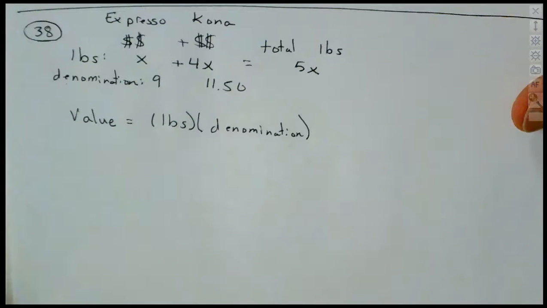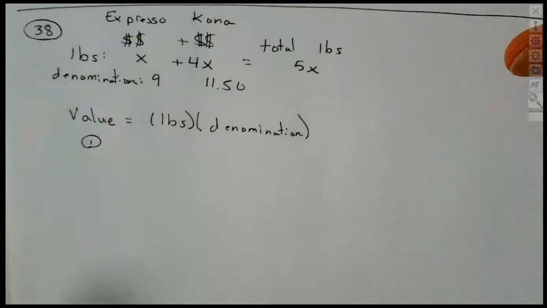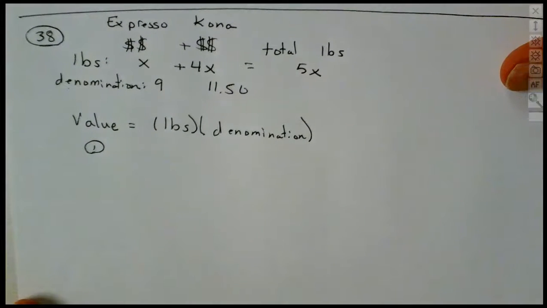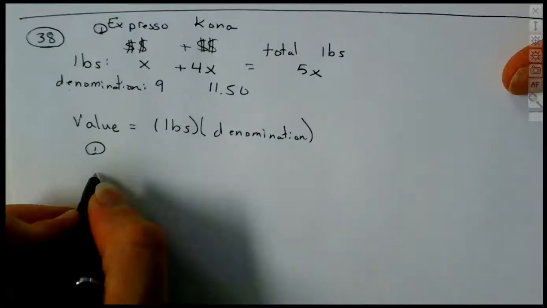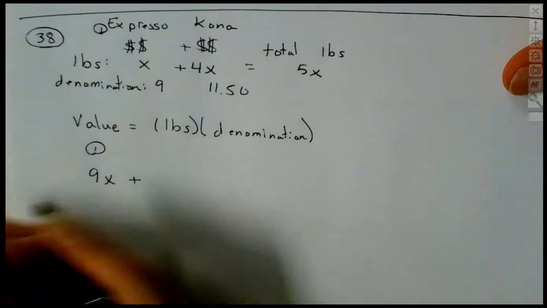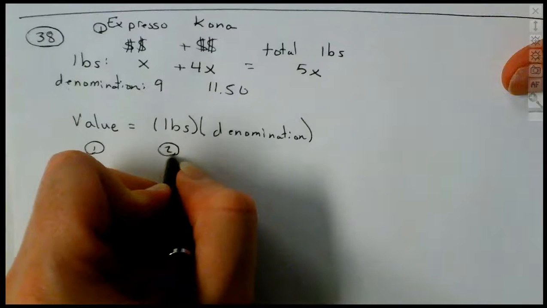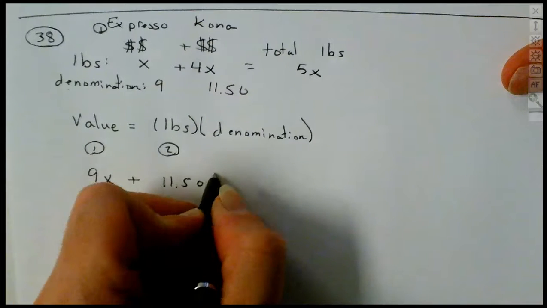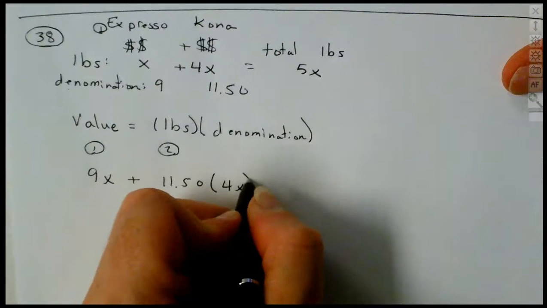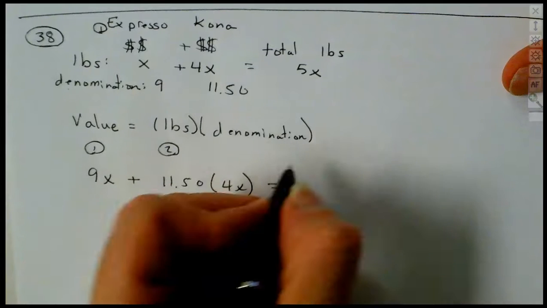But you could certainly write cost there. What's our equation look like? Well, we've got our espresso, which is our first one here, and that's 9X. And then we've got our Kona Deluxe, and that is 11.50 times that 4X. And this over here is the total value of all the coffee put together.